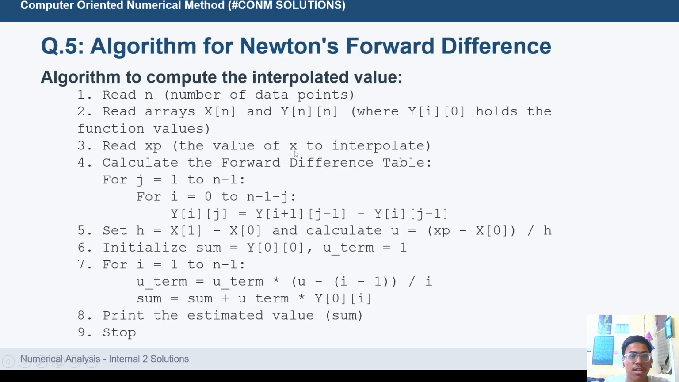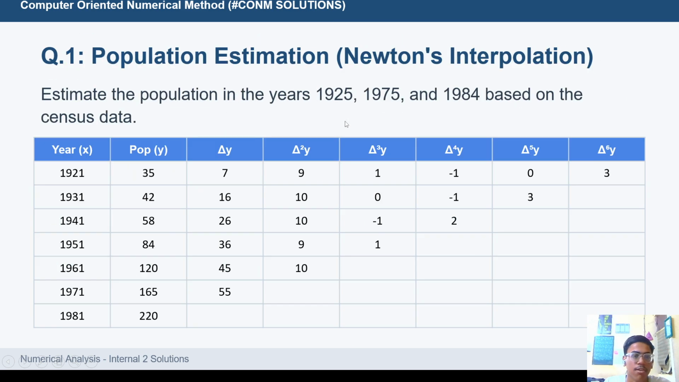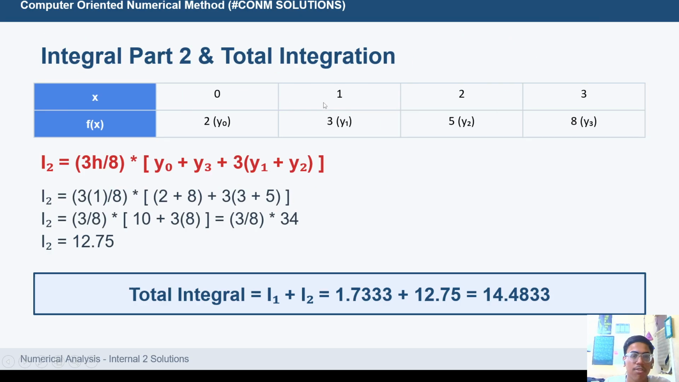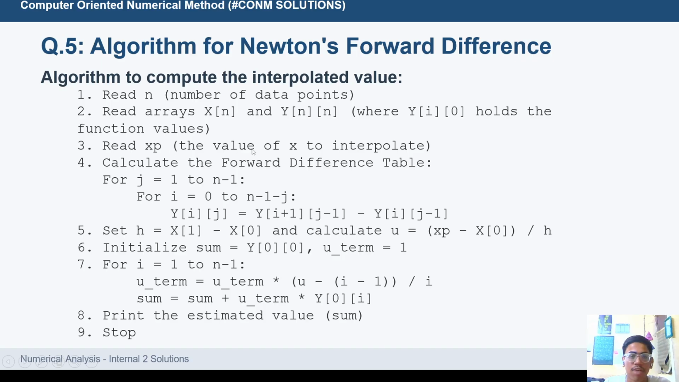The next part, we will read the value xp, the value of x that we need to interpolate. Like here, in the question we were given 1925, 1975, 90. So these are the values that we need to interpolate, and these will be given by the user.